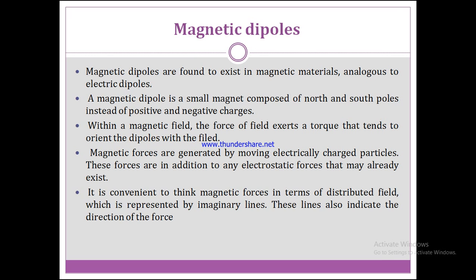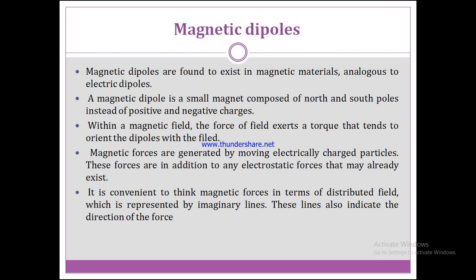Now, the magnetic dipoles are found to exist in magnetic materials analogous to electric dipoles. That is, a magnetic dipole is a small magnet composed of north and south poles instead of positive and negative charges.